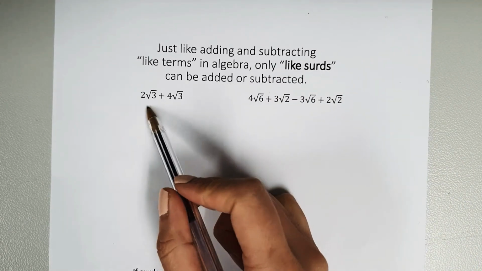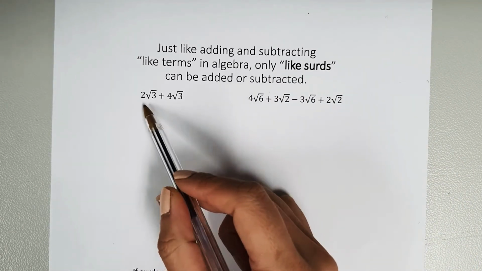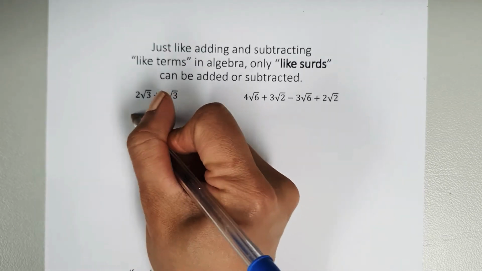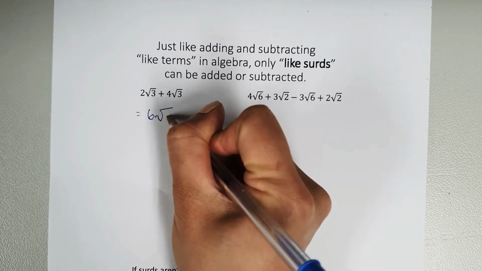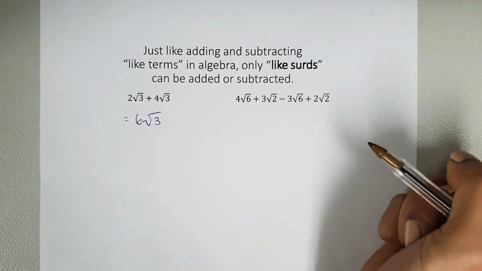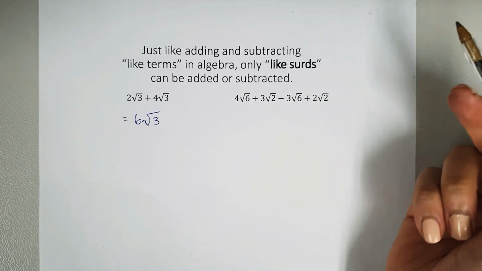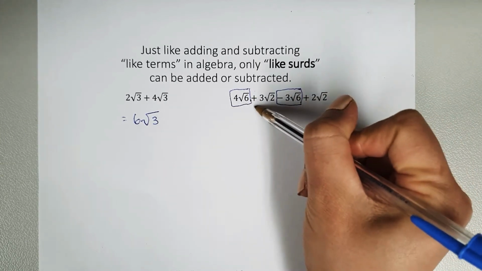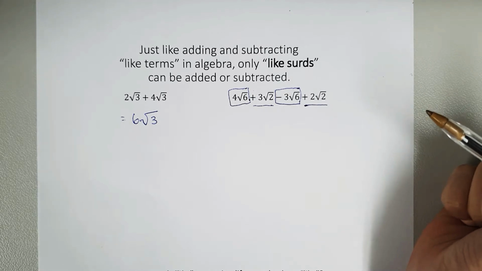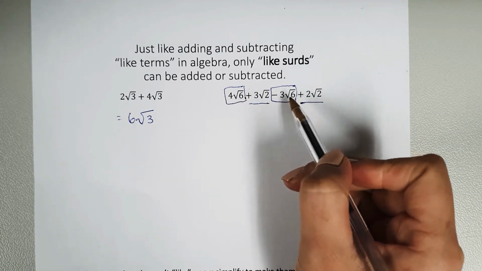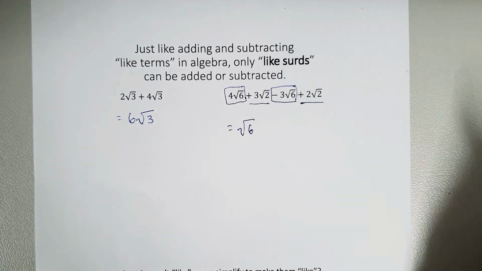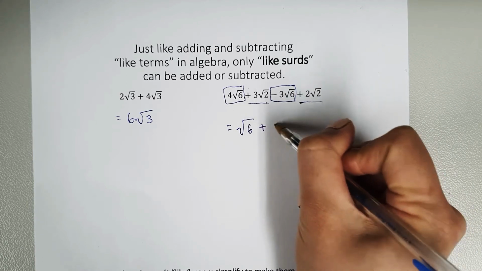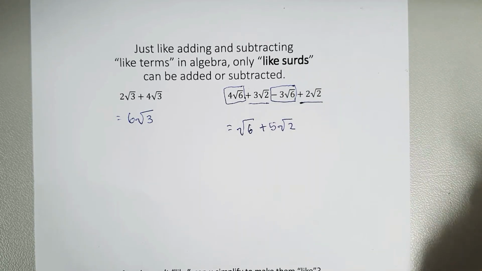So if you look over here, these would be like surds because they both contain square root of 3. So all we basically do is add 2 and 4 together to say we have 6 lots of square root 3's. And over here we do exactly the same thing. We look for the like term, so I can see that this is a like term with that, and this is a like term with this here. So 4 root 6 minus 3 root 6 is going to leave us with just root 6 on its own, and 3 root 2 plus 2 root 2 is going to be positive 5 root 2, and that's your answer.